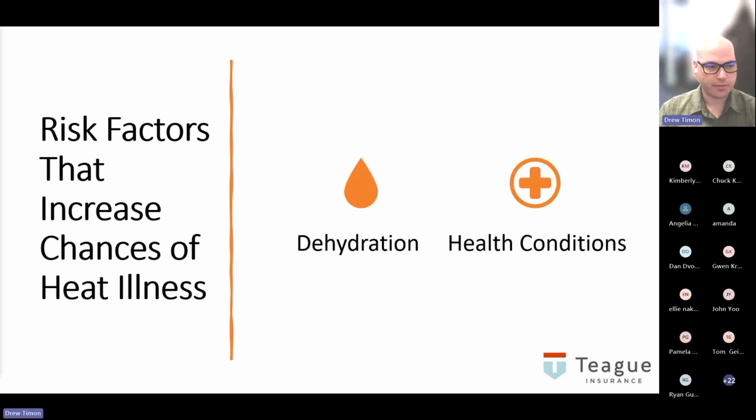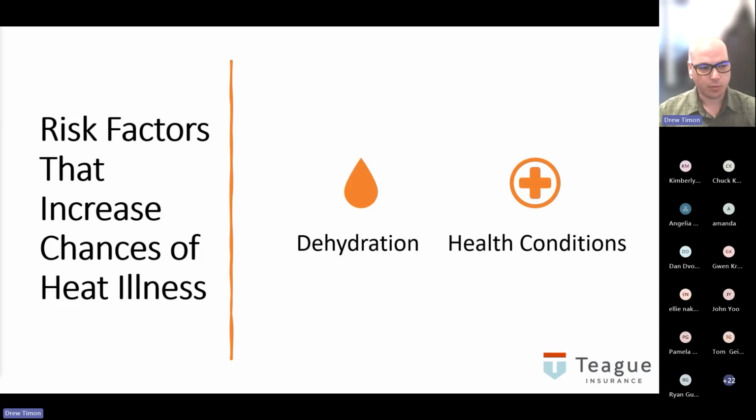Dehydration or health conditions. Dehydration is one of the most critical factors. We want to make sure that we're not waiting until we feel thirsty to drink water. If you're waiting until you feel thirsty, then it's probably too late. Drinking alcohol the night before will put you at a higher risk for dehydration. Limit caffeine or energy drinks. They also dehydrate you. They're called diuretics. The caffeine actually causes you to be more dehydrated than if you were drinking water.